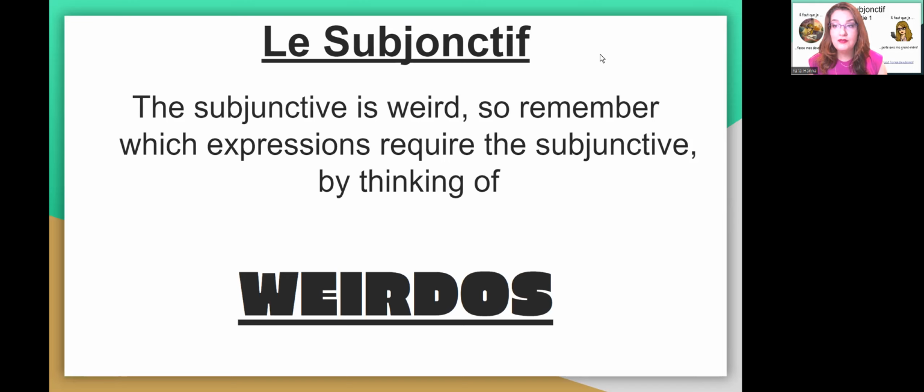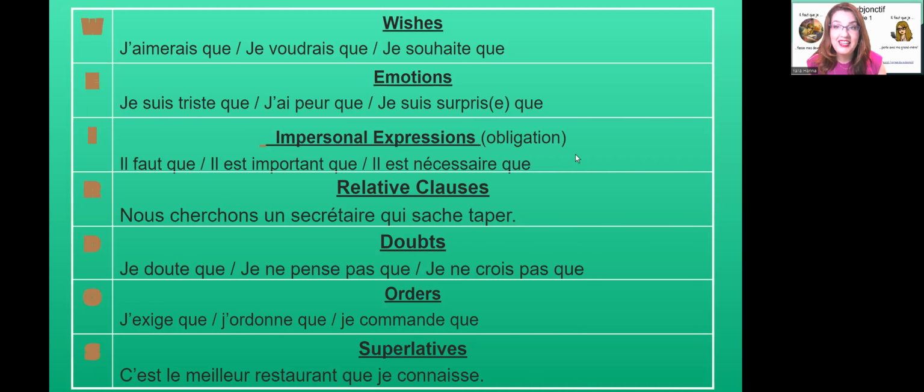So the subjunctive is weird, okay? Weird. And we're gonna use an acronym to remember when to use the subjunctive. So remember which expressions require the subjunctive by thinking of weirdos. And here I have a chart for you that you can pause and review at your leisure. When do we use the subjunctive? The W is for wishes.